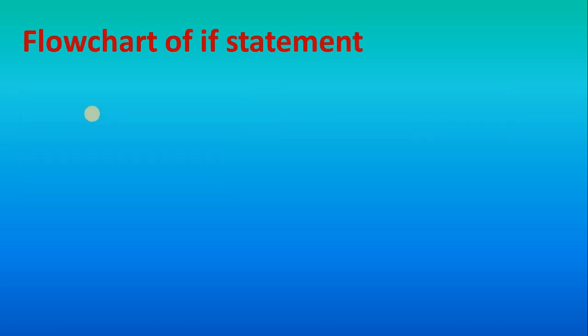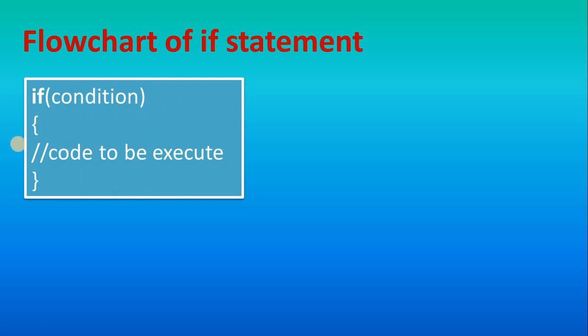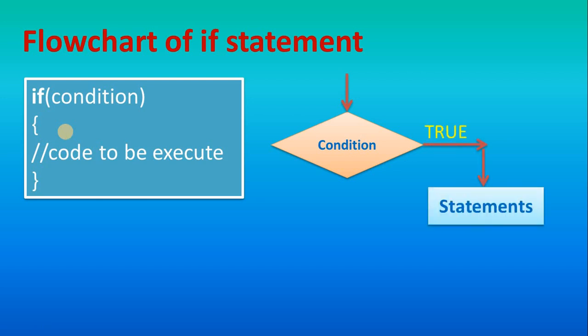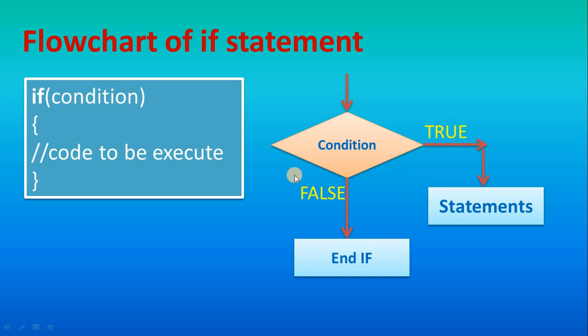Now we will see the flowchart of the if statement. As you are already aware of the syntax, in the flowchart we first see the condition, which will be either true or false. In case of true, it will run some statements. If the condition is true, it will run this statement, but in case it is false, it will close the if statement. So if it is true, then only something will happen, and if it is false, it will close the if statement. In this way it will work.